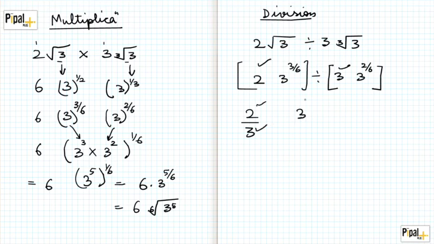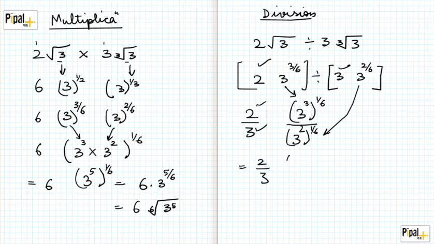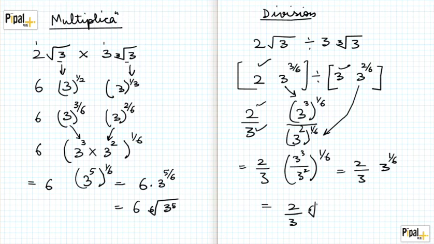Now this 3 is 3 cube to the power 1 by 6, right? So this is this 3, and this 3 comes in the denominator because this is dividing this part, right? We get 3 square to the power 1 by 6, right? So this is 2 by 3, and whole to the power 1 by 6, we have 3 cube divided by 3 square, right? 3 cube divided by 3 square, so we are left with 2 by 3 multiplied by 3 to the power 1 by 6, which we can rewrite as 2 by 3 sixth root of 3, right?